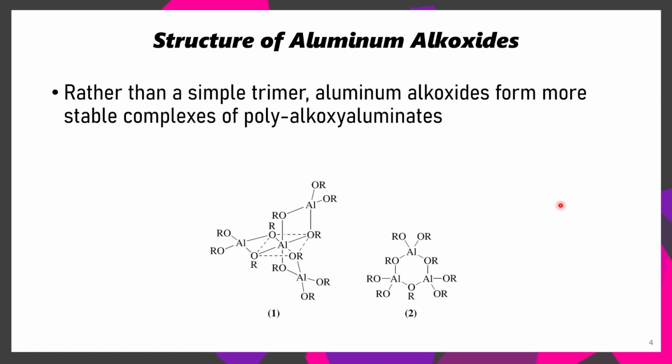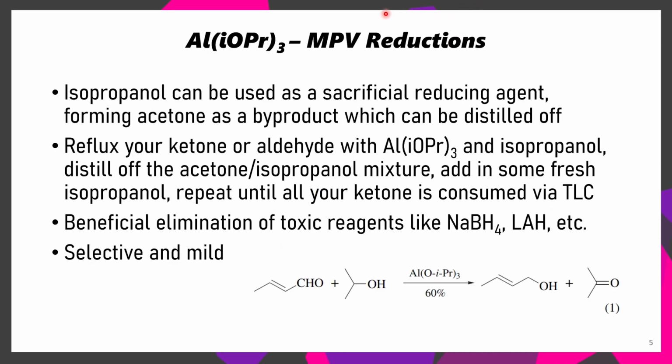Now, the true structure of aluminum isopropoxide isn't a trimer where you have three alkoxy groups connected to an aluminum, but rather, they form groups where they complex to one another, as polyalkoxy aluminates tend to be more stable due to the tetrahedral nature of the aluminum. Now, when you do an MPV reduction, as I was discussing earlier, you have something such as a ketone or an aldehyde, and this can be reduced via isopropanol through the use of a catalytic amount of aluminum isopropoxide. This then generates acetone as the byproduct, which can be boiled off.